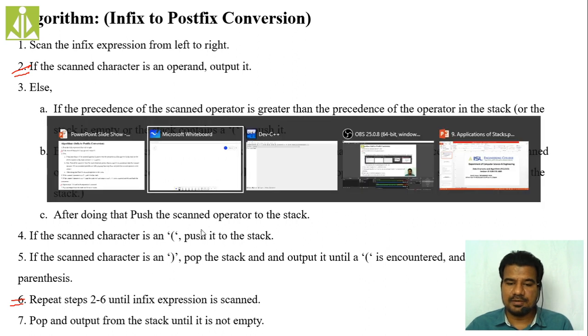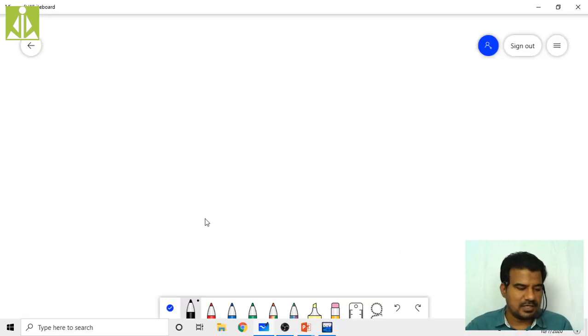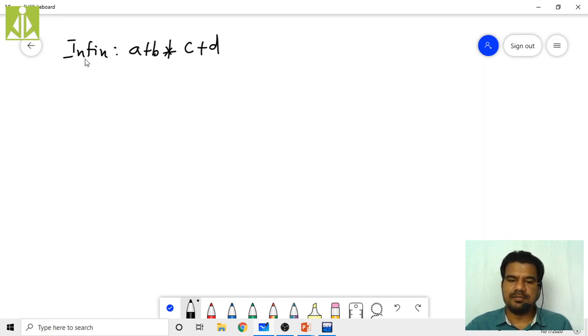First we will take a simple expression without any parentheses. I am taking this infix expression: a plus b multiplied c plus d. This is a simple infix expression. We want a suitable postfix expression for this one.